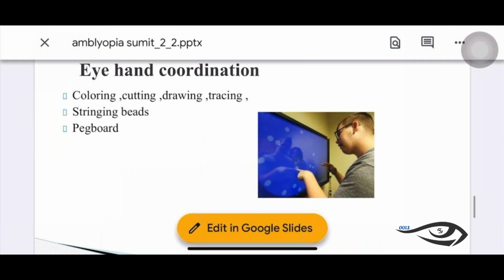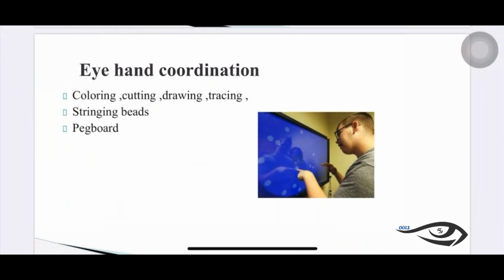Another thing is you have to work on eye coordination. You can tell the patient to do coloring, cutting paper, drawing, or tracing. All these things you can give to develop eye hand coordination. There is one more thing: stringing beads and the pegboard, which are mostly used to develop eye hand coordination. Then there is also software which mostly works on eye hand coordination, Sanet Vision Integrator.